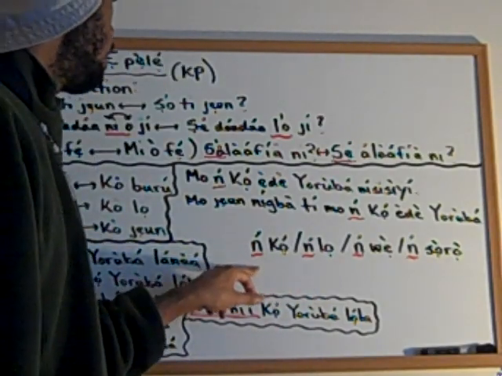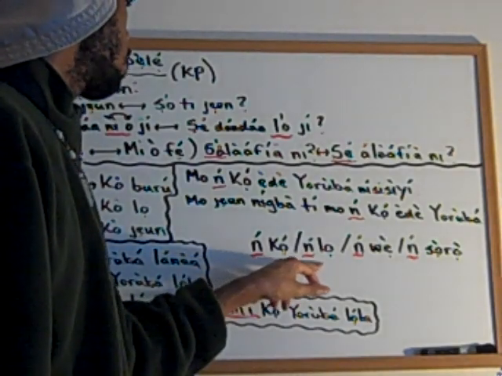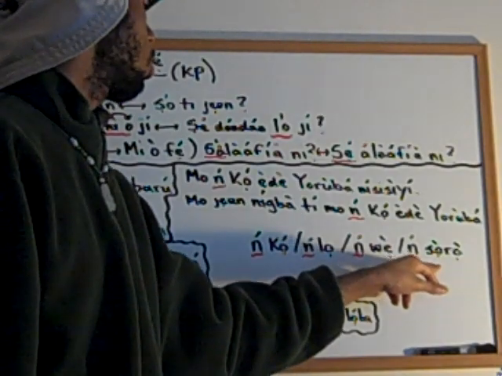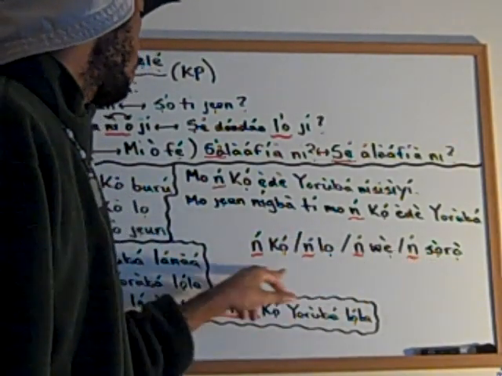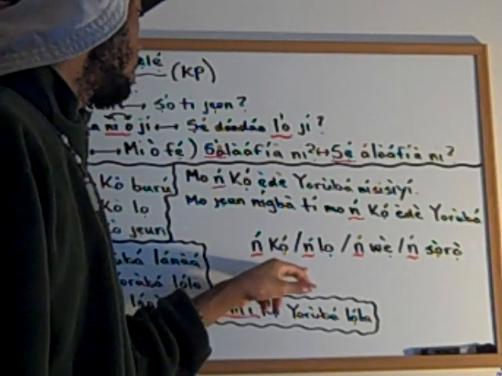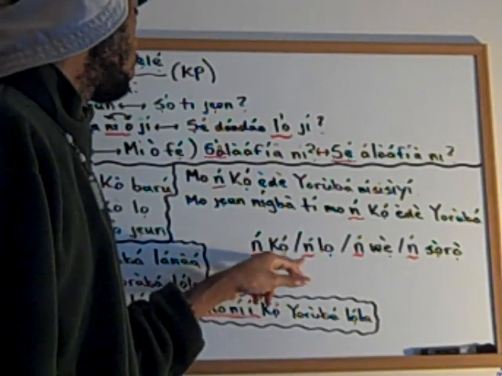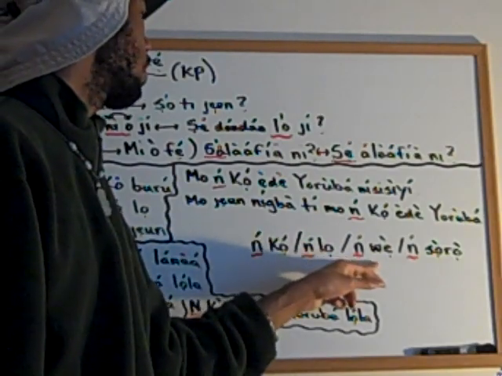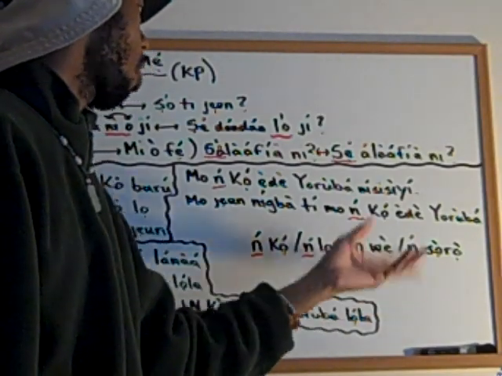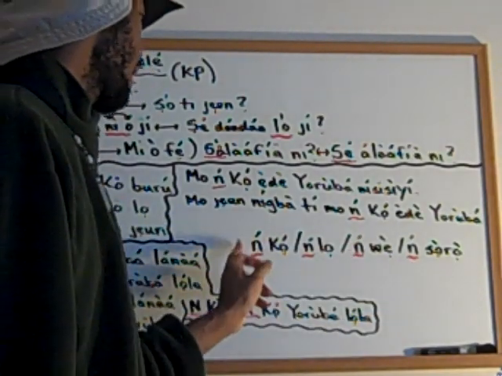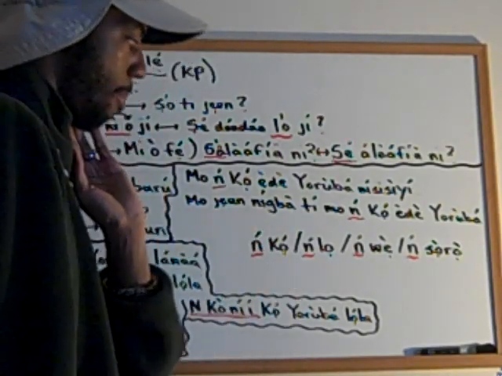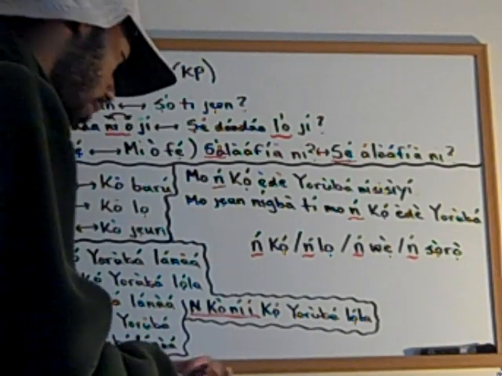Like you say, nko, nlo, nwe, nsolo, soro. So nko, that means studying. You're literally studying now. Nlo, you're going. Nwe, you're showering, you're washing. Nsolo, you're talking. So all you have to do is add the n in the front and then put the verb, then you'll get that present progressive tense there.